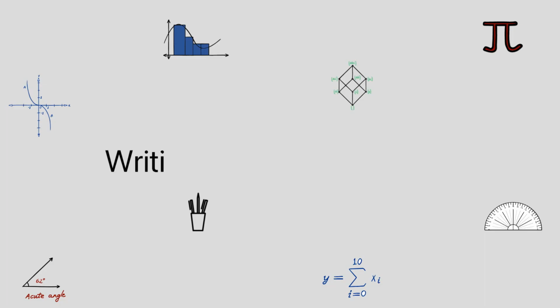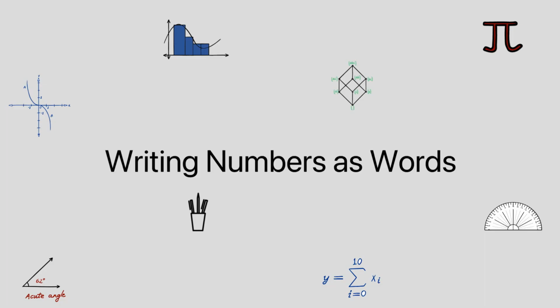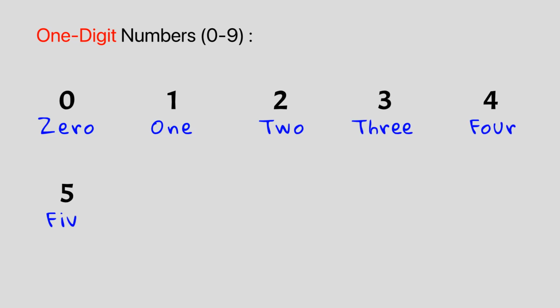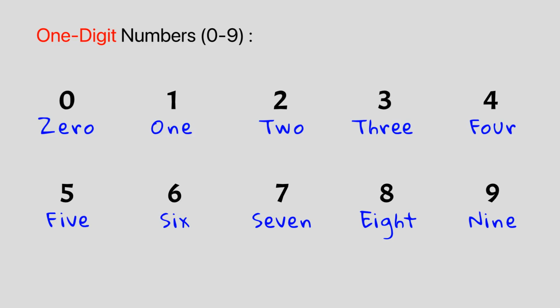In this lesson, we will learn to write numbers as words. You can write numbers in digits or words. Let's write the one or single-digit numbers and their words. 0, 1, 2, 3, 4, 5, 6, 7, 8, 9. Well done. This is how all the single-digit numbers are written as words.